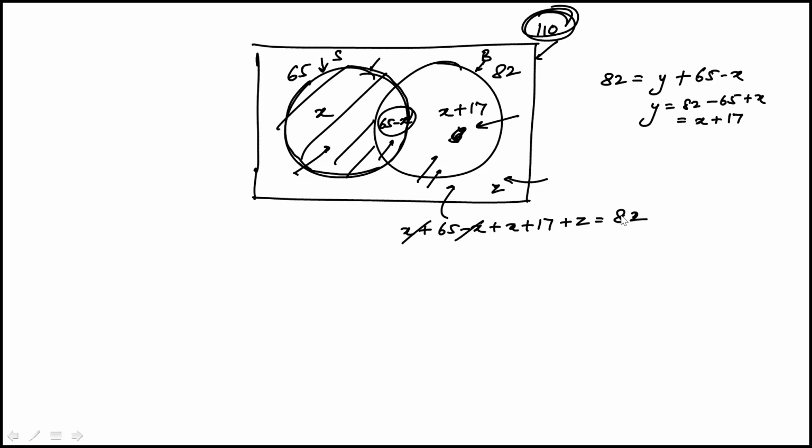So wait, no, not 82. This is 110. That's the total box. 65 and 17. That's 82 plus x plus z is 110. So z is 28 minus x. So you can just literally replace that here.